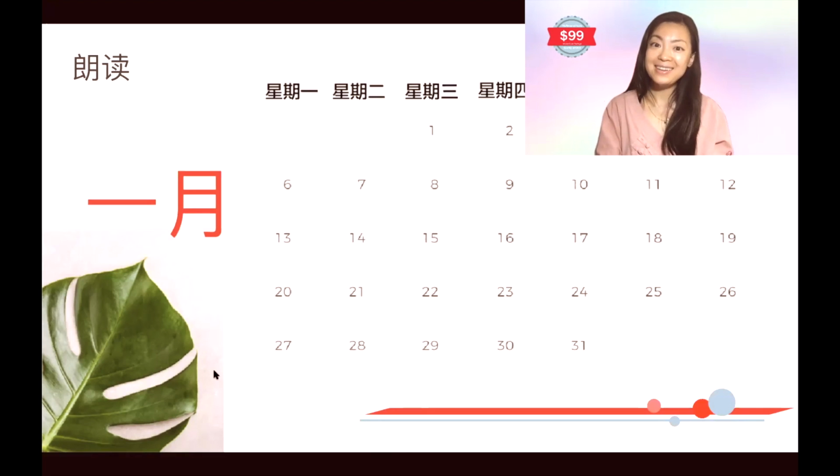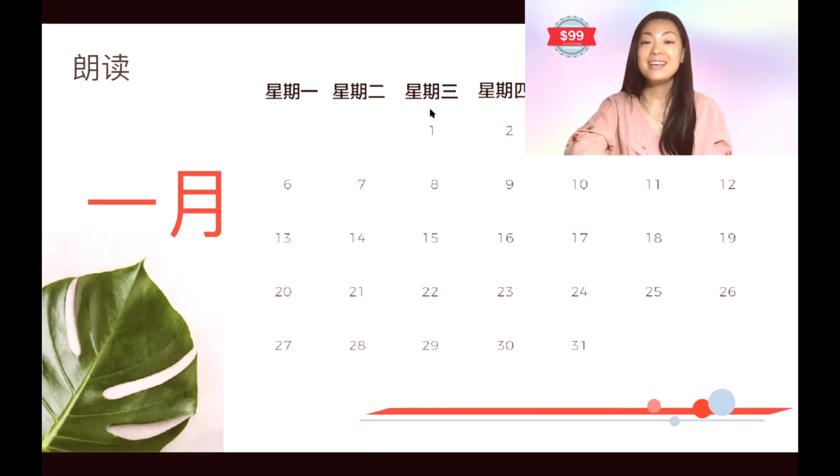Here is a calendar. 星期一、星期二、星期三、星期四、星期五、星期六、星期日。If you want to practice again, just replay this part. Now you see they are not in the order, so let's practice again.